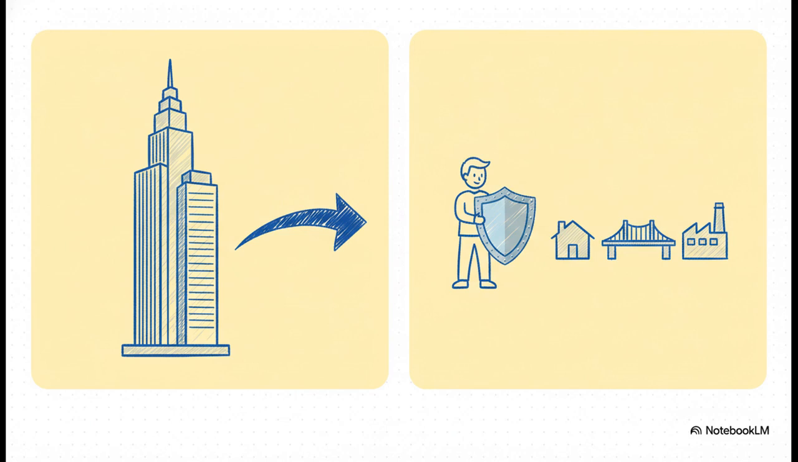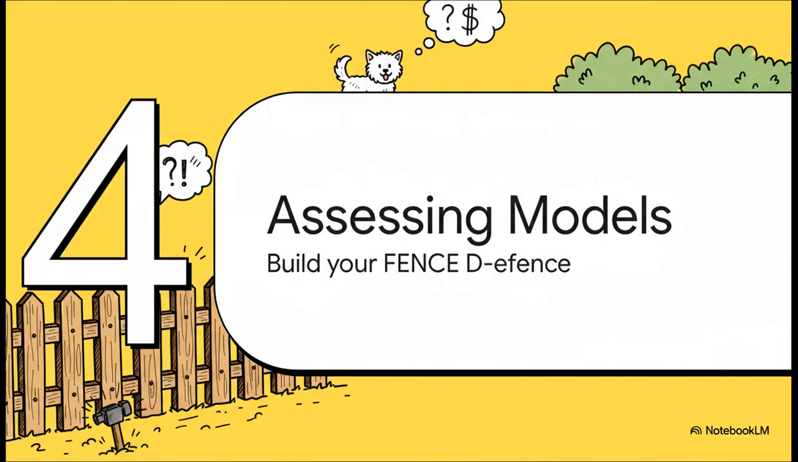But what if you have, say, 2 or 3 different models to choose from? Designing one is half the battle. Now you've got to assess the options, and you're going to need a really solid defense for the one you pick. And that brings us perfectly to our next acronym, Fence D.